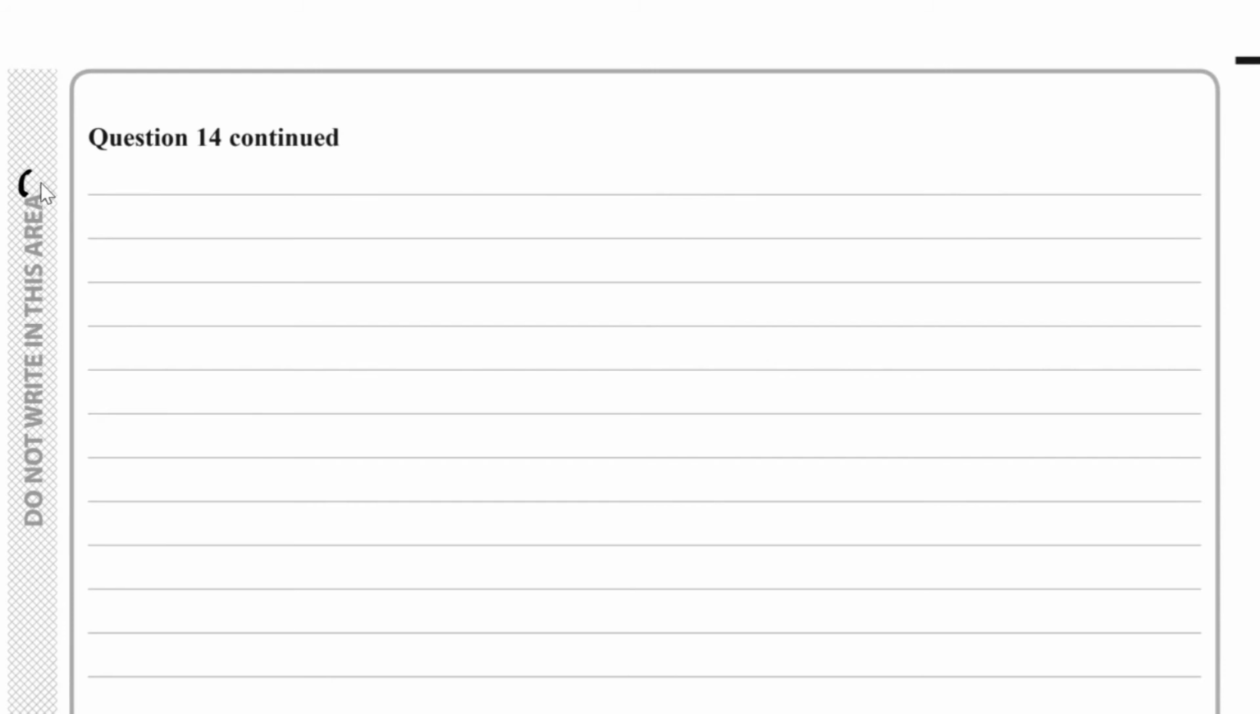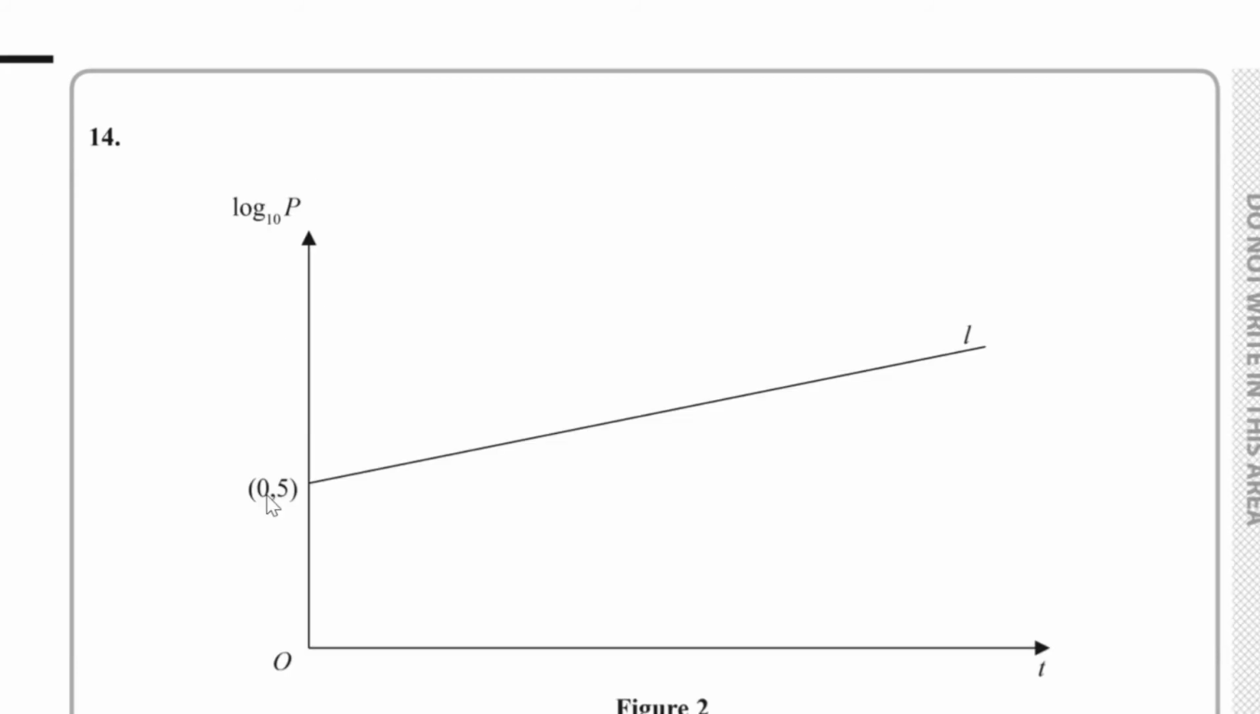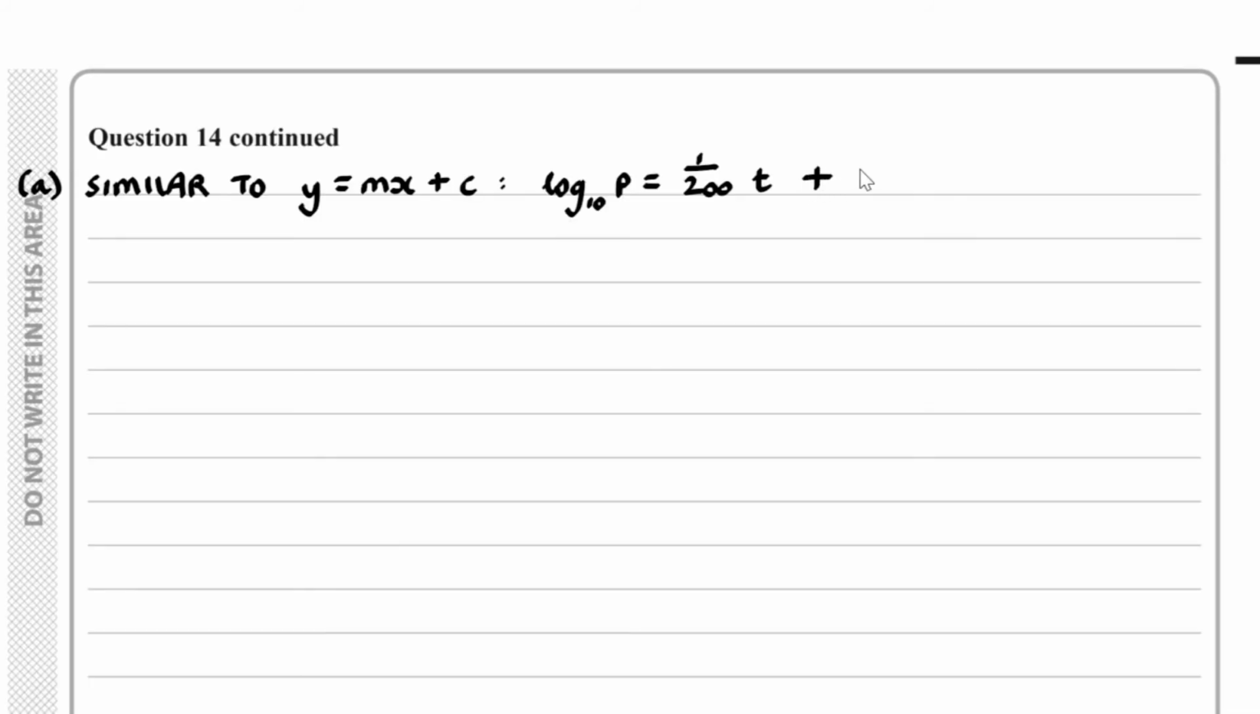So for part A of the question, this will be similar to y equals mx plus c because we've got a straight line. But instead of a y and an x, we've got log base 10 of P and a t. Now the gradient we know is 1 over 200. So we've got log base 10 of P equals 1 over 200 t, and we know that the intercept is 0, 5, so we add on 5. This is the equation of the line L.